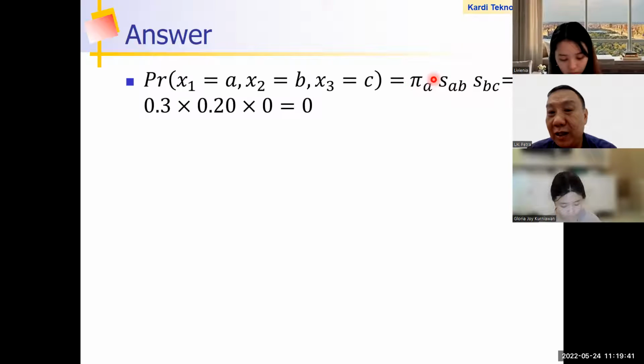But probability is always like this. The initial one is where you locate it, and after that you just follow using S. Easy or not? Using this notation is actually easier than using probability notation like this, very long.